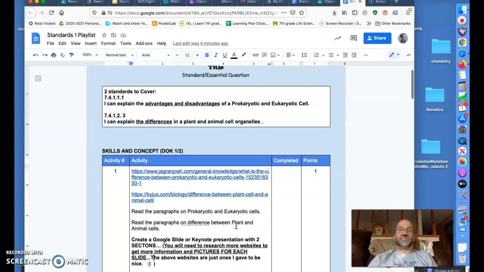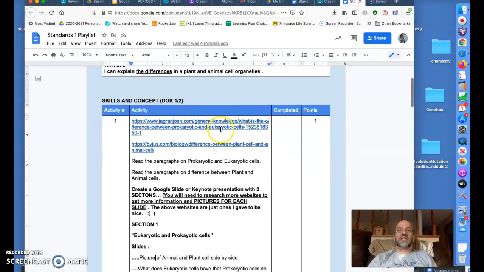And I want you to read the information in here to find out what prokaryotic and eukaryotic are. The differences here are the differences between plant and animal cells. You will have to look for other websites to research. I just gave you these to be nice, that's all. So you need to read the paragraphs and things in these two websites.